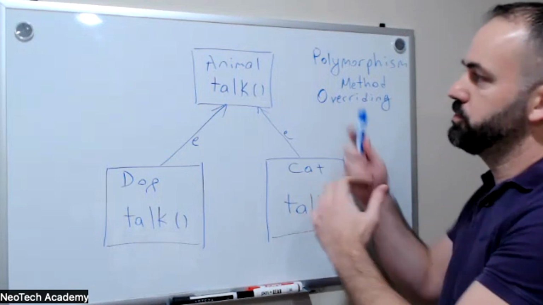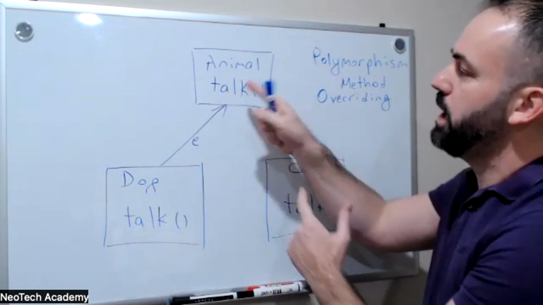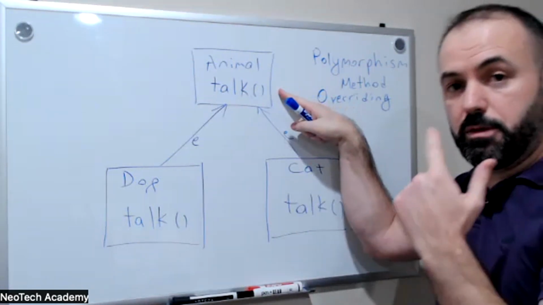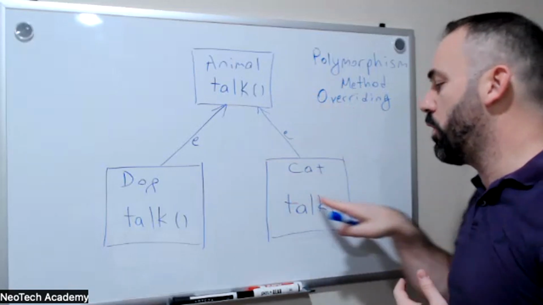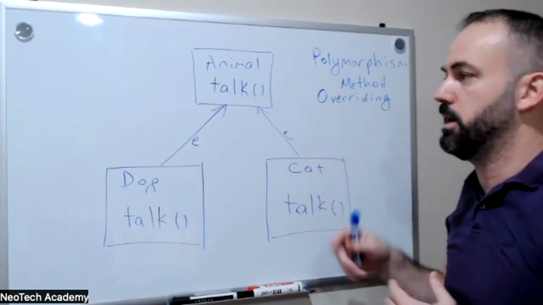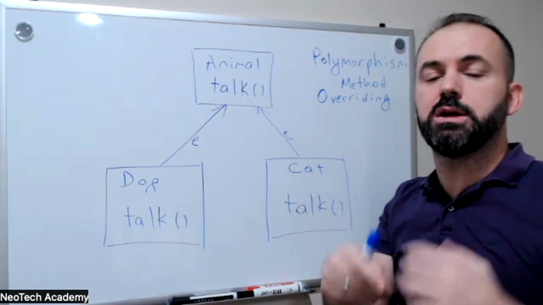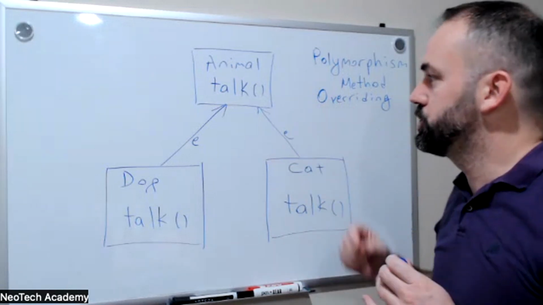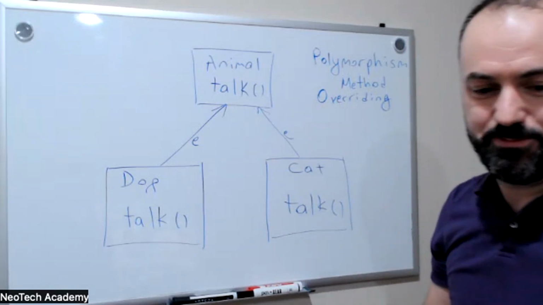It is meow. So in this case, we have the talk method in the parent class, and we have the override of the talk method in the child classes. Again, we're going to code this one and see how it looks in the Java code. Okay, see you in there.